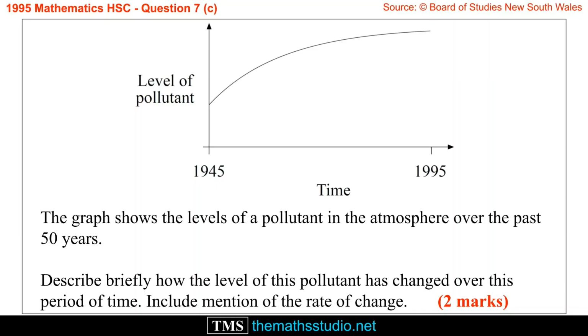Question 7, Part C. The graph shows the levels of a pollutant in the atmosphere over the past 50 years. Describe briefly how the level of this pollutant has changed over this period of time. Include mention of the rate of change.